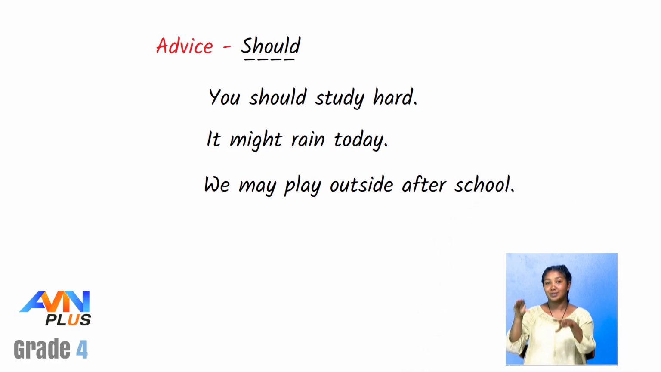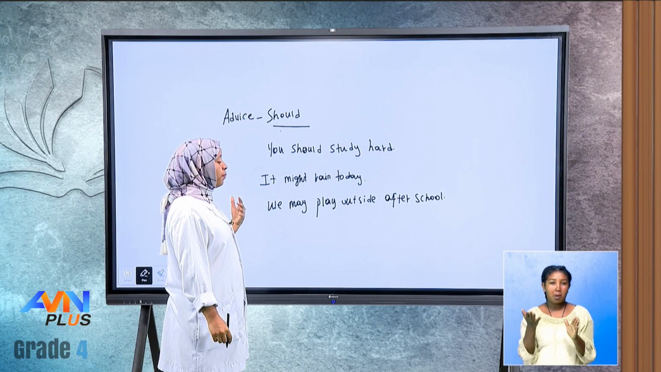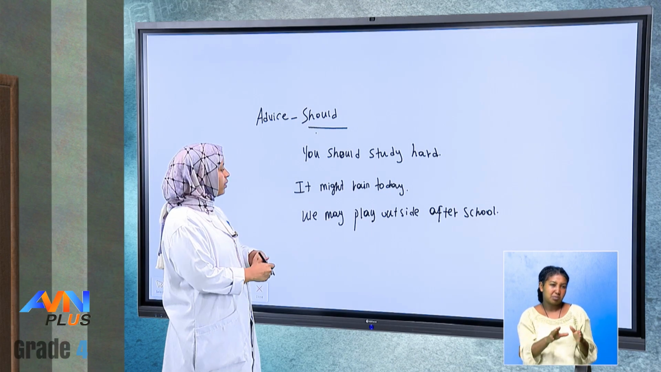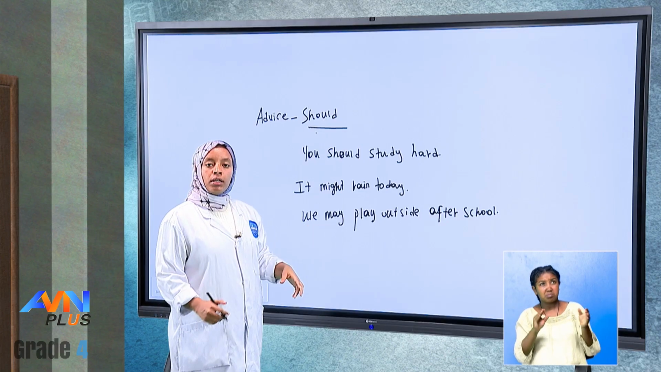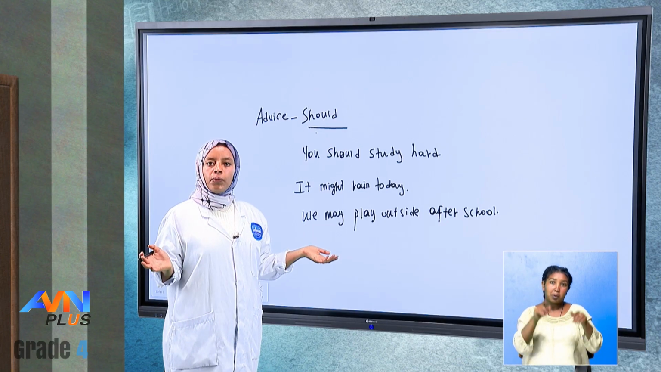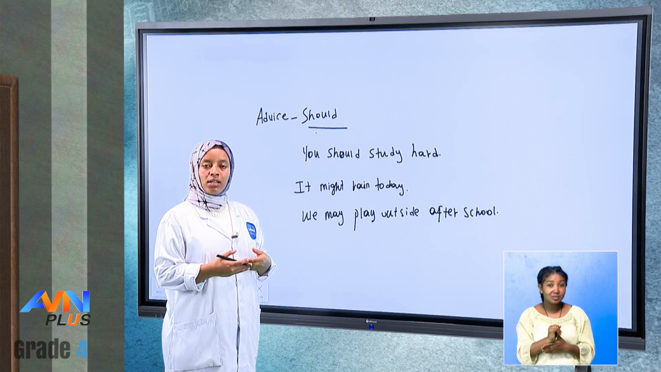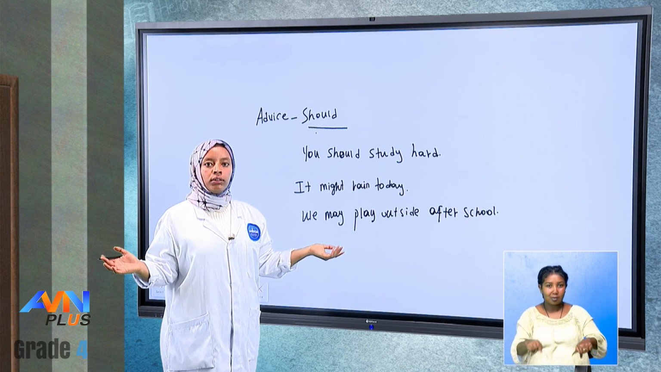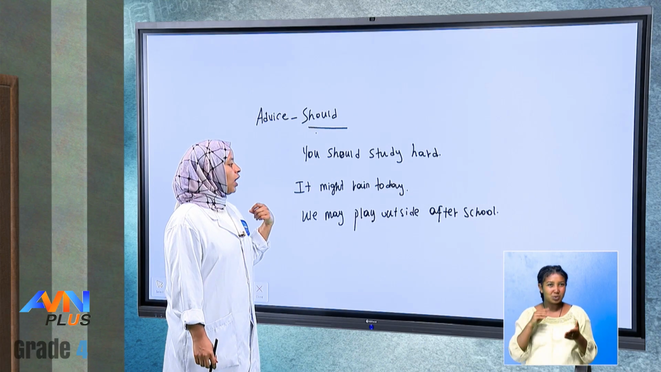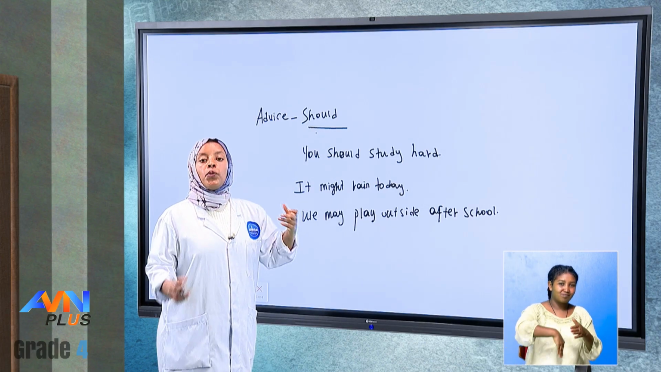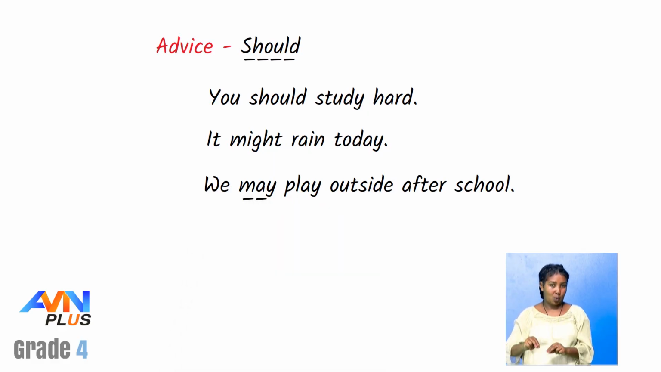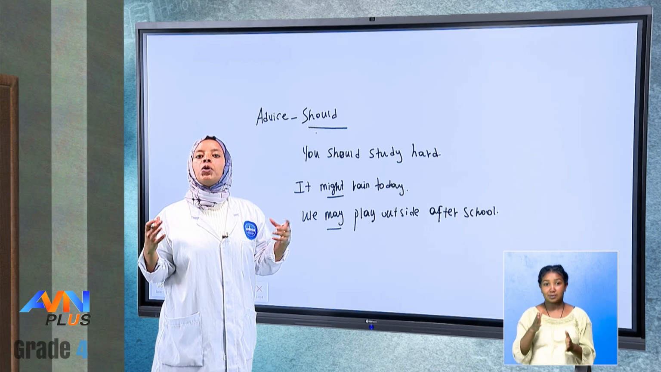Look, students, this is a probability and a possibility that you are doing it outside. Maybe you are not. Here is, it might rain today. It will rain or not. We don't know. This is what? Probability. It might rain today or not. Here is, we may play outside after school. If we are not finished maybe our homework, we can what? Play outside. We can use what? May and might for possibility and also probability.